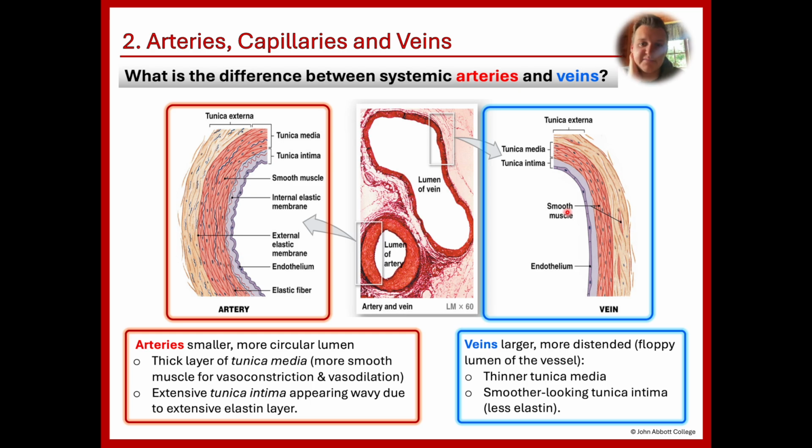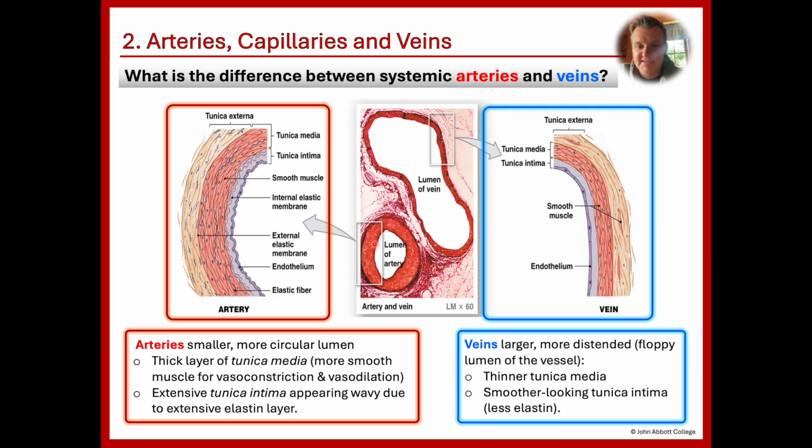What is the difference between systemic arteries and veins? So the arteries and veins have some differences, right? This is an artery again, this is histology, this is tissues. I want you to imagine these cylinders of arteries and veins that got cut in two. So you're looking down at the 2D image of that. That's what tissue histology looks at.